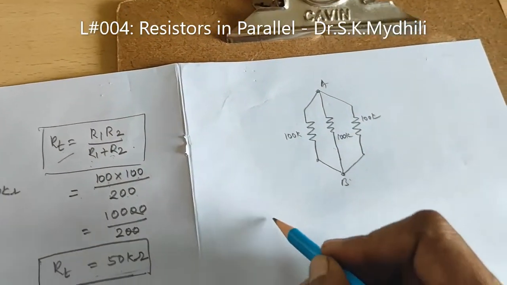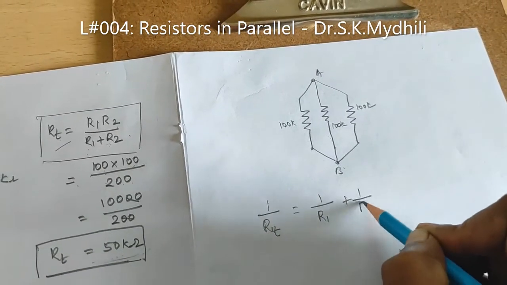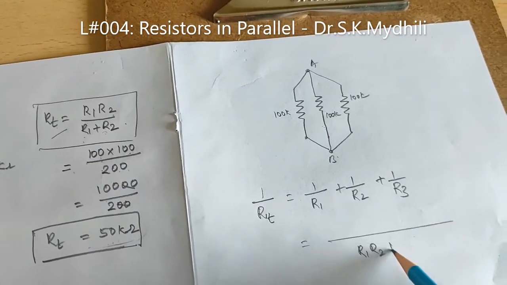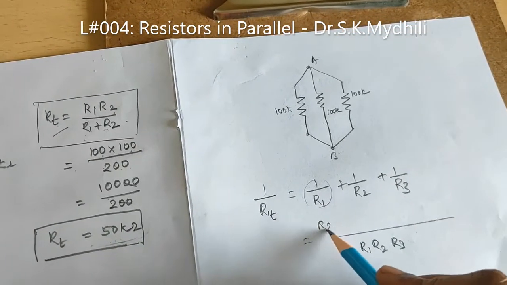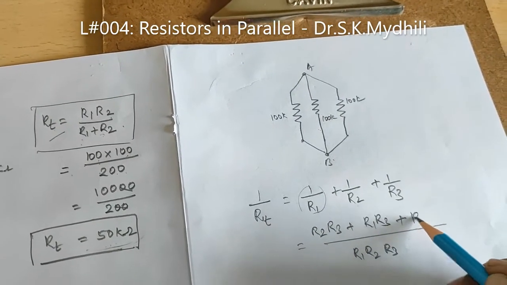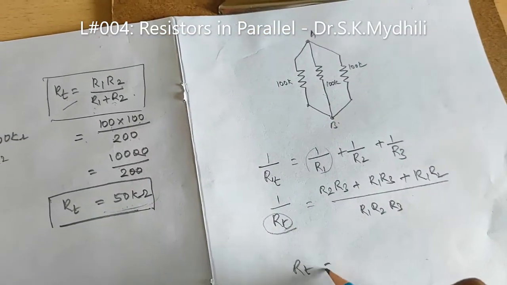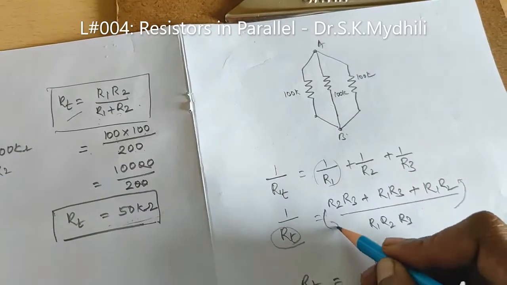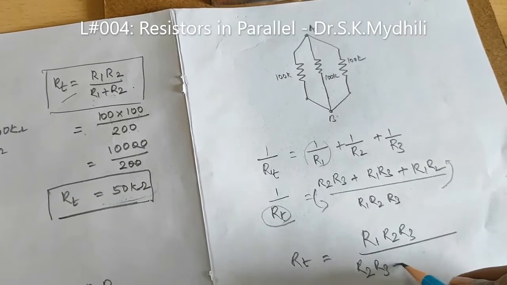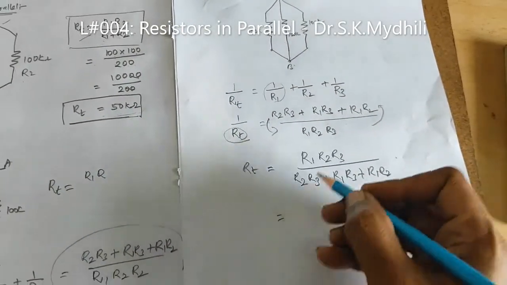Now coming to three resistances connected in parallel. Here also I am considering a simple example of 300k resistance connected in parallel. First we have to obtain the formula. As in the earlier case, consider three resistances: 1 by RT is equal to 1 by R1 plus 1 by R2 plus 1 by R3. Taking the LCM, we get 1 by RT as R2 R3 plus R1 R3 plus R1 R2 divided by R1 R2 R3. To find only R total, you just reciprocate: the numerator becomes the denominator and the denominator becomes the numerator.